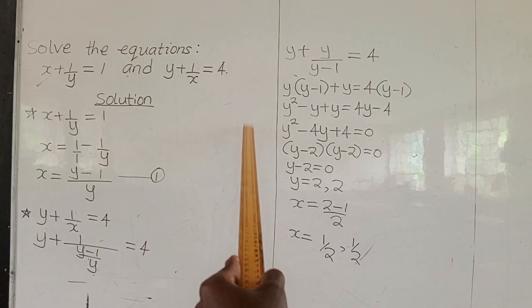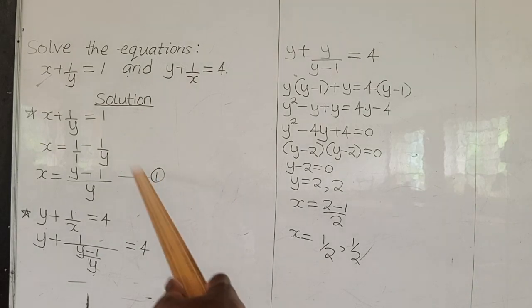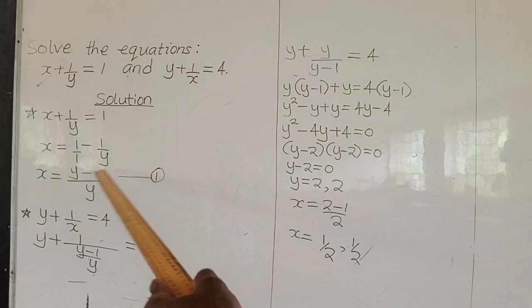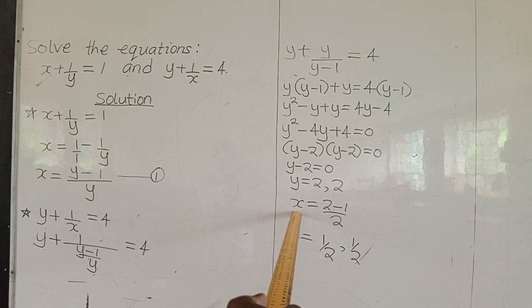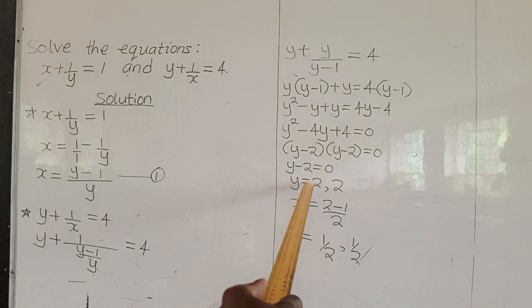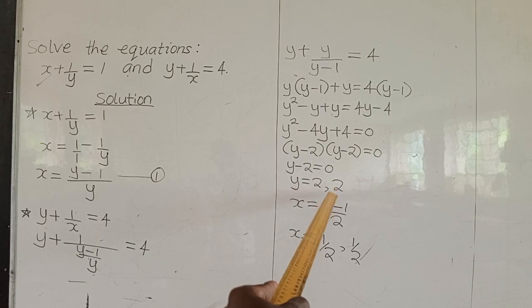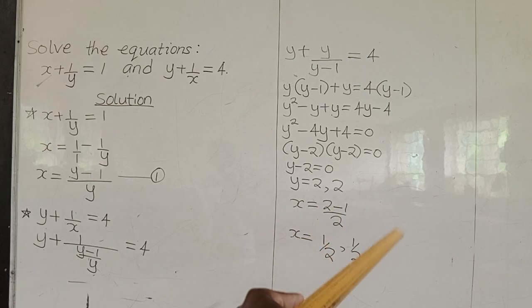Now coming back to the first equation which we had here, since we found the value of y, we can substitute the value of y in this equation so that we can get the value of x. And that is what we've done here, which is x is equal to 2 minus 1 all over 2. So now our x will be 2 minus 1 is 1 all over 2. So the two values of x will be a half and a half, since we said that our two values of y are 2 and 2. It means we also have two values of x which are a half and also a half.